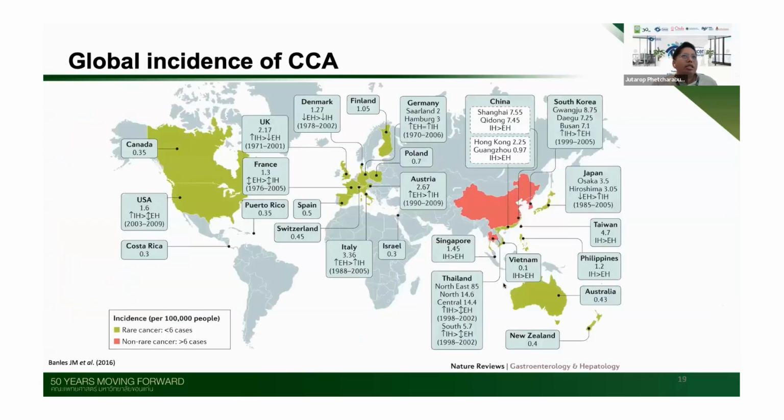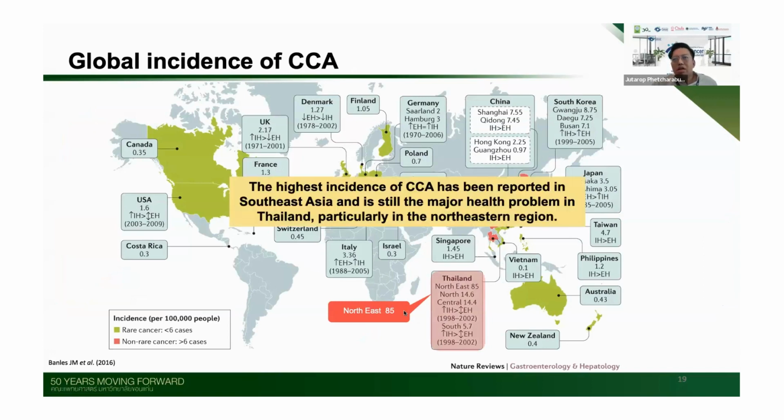And this slide shows the global incidence of cholangiocarcinoma. As you can see here, the Greater Mekong Sub-region countries, especially southern China, Thailand, Cambodia, Myanmar, and Laos, have a very high incidence, as represented in red. In the northeast of Thailand, it has about 85 per 1,000 people. So the highest incidence of CCA has been reported in Southeast Asia, and this is still a major health problem in Thailand, particularly in the northeastern region.